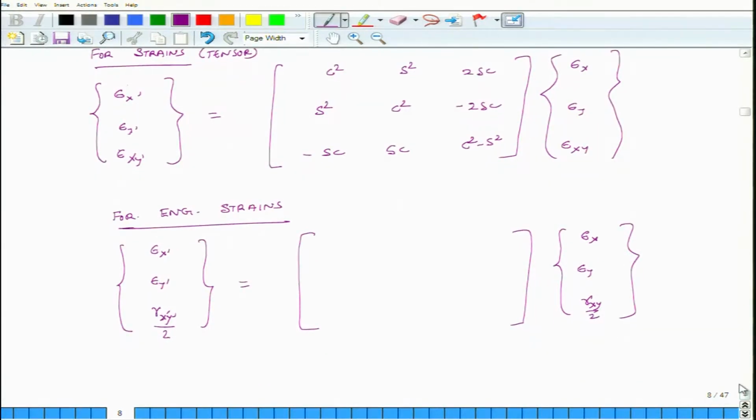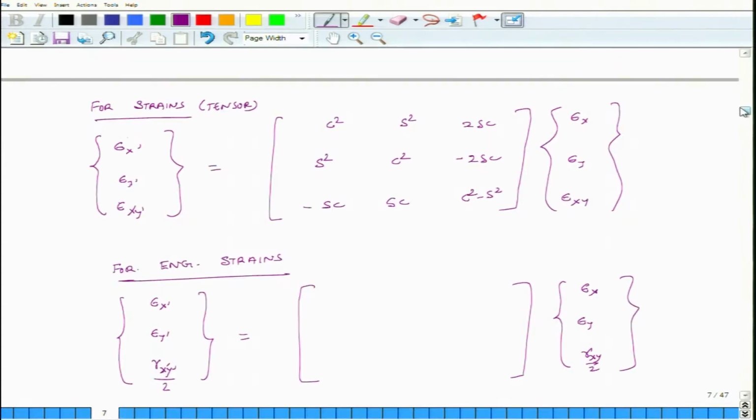So, this is how we transform the strain tensor or the engineering strain vector, and this is how we transform the stress tensor, and the transformation matrix remains the same. Once again, if I replace theta by minus theta, then I get relations to transform the x prime into the x coordinate system, and if theta is positive theta, then it helps us transform x to the x prime coordinate system. Okay. So, this concludes our discussion for today.